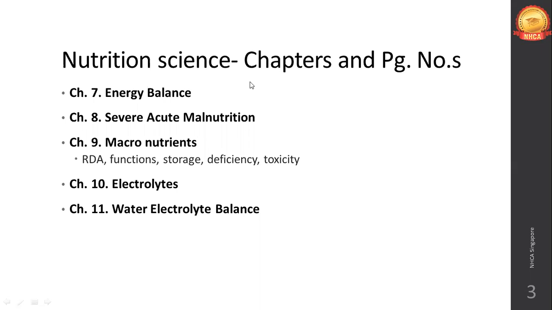Thermic effect of food. Resting energy expenditure. Factors affecting physical activity. Factors affecting basal metabolic rate.